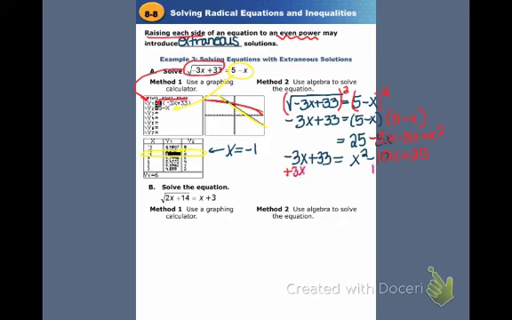So I'll go here and add 3x. And then I'm also going to be subtracting 33 from both sides. And that's going to leave me with a 0 on the left. And on the right I have x squared minus 7x, and then I have a minus 8.